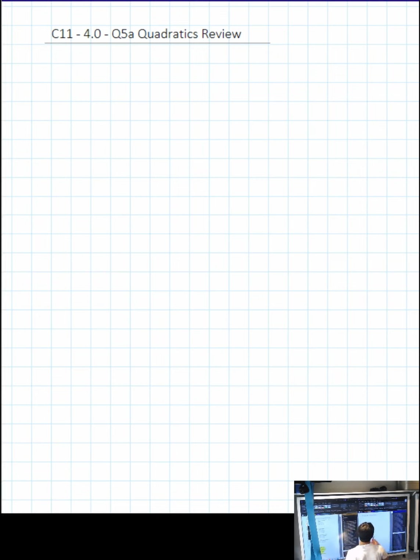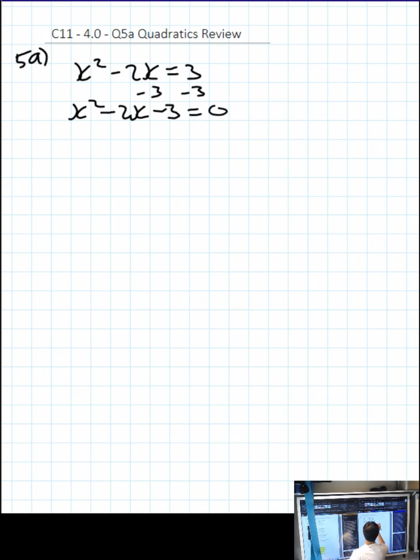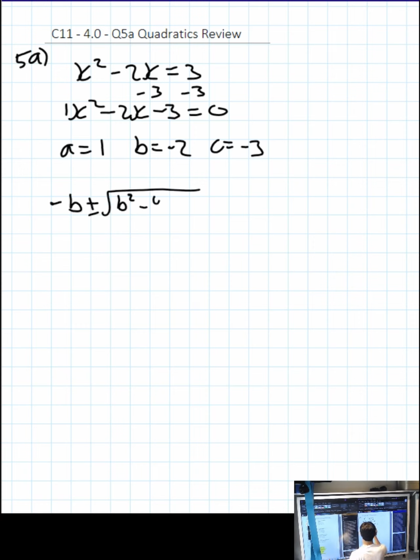Okay, solve 5a. Solve by using the quadratic equation. So x squared minus 2x equals 3. We have to get this equal to 0, so we're going to subtract 3 from both sides, and we say x squared minus 2x minus 3 equals 0. Let's put a 1 in front of x squared, and below let's say a equals 1, b equals negative 2, and c equals negative 3. Let's carefully skip a line and write the quadratic formula: negative b plus or minus the square root of b squared minus 4ac, all over 2a.